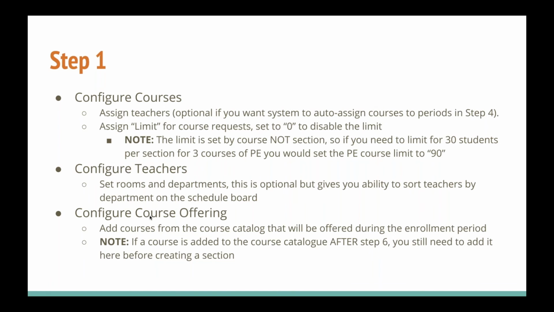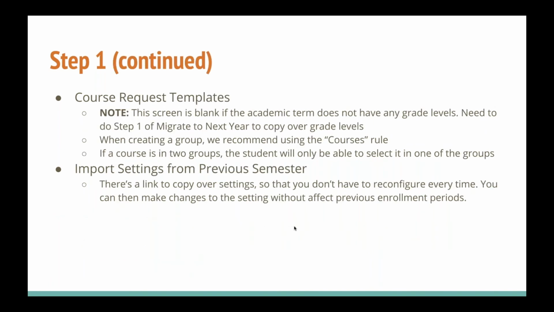So an important thing to note here is that even though you offer the course, the system will only show you the sections available, right? So if the course does not have any course requests, like 0 course requests, then you will not have any sections. To circumvent that, if you want to create sections manually, there's a way for you to do that in step 2, which I'll show you.